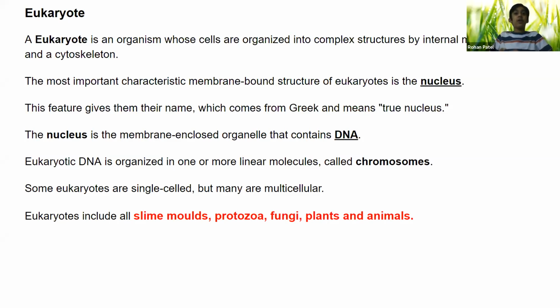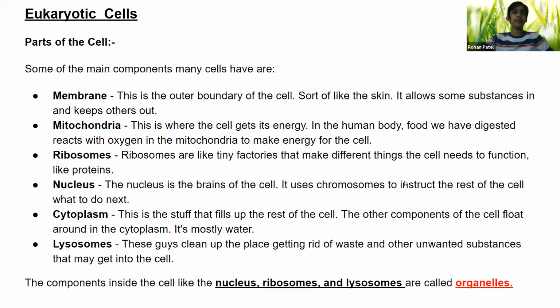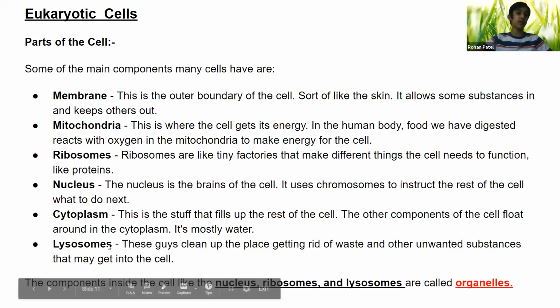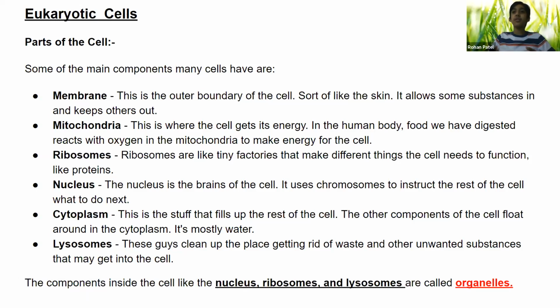Some eukaryotes are single-celled, but many are multicellular. Eukaryotes include all slime molds, protozoa, fungi, plants, and of course, animals like us. So here are the main parts of a eukaryote cell. The membrane, mitochondria, ribosomes, nucleus, cytoplasm, and lysosome. The membrane is the outer boundary of the cell, sort of like skin. It allows some substances in and keeps others out.